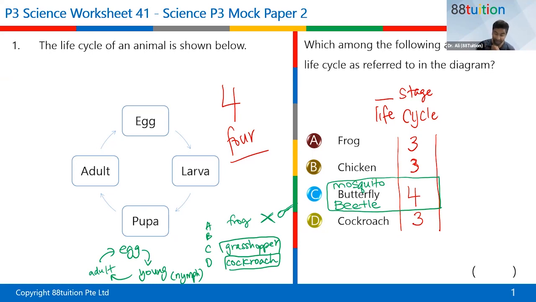So can anyone help me? I'm having a problem here. I cannot fill up B. I want B to have another name of an animal that looks like the adult. The young look like the adult. Anybody know? Grasshopper. I already wrote grasshopper.